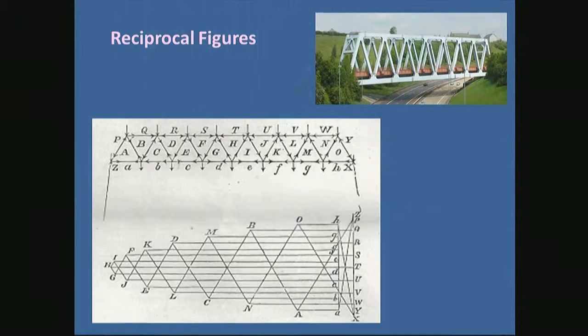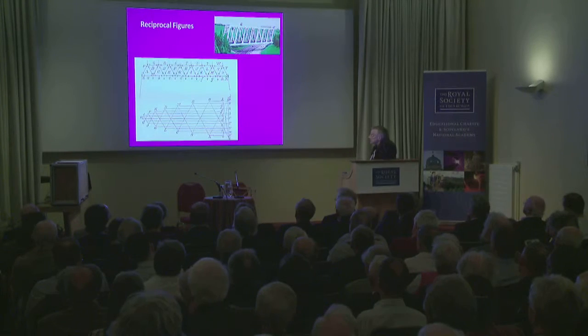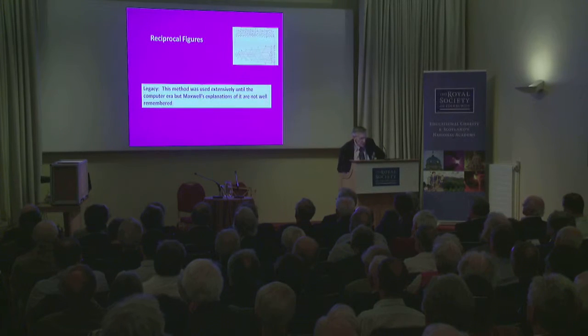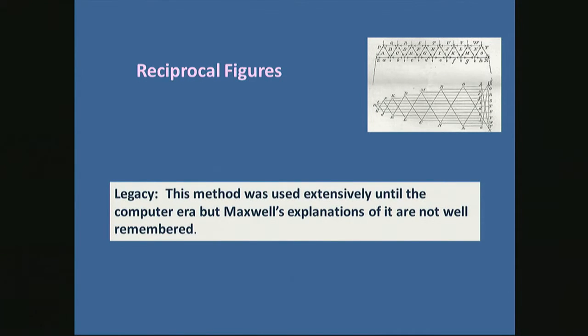This is a modern bridge, very similar to this one. This is from Fleming Jenkin's book, and you can see the reciprocal figure set out here. The most heavily loaded member is TH, and you can see that in the center of the diagram. So this was a method that was used for 100 years. However, Maxwell's explanation of it is not well remembered, because he didn't actually move the technique on a great deal.